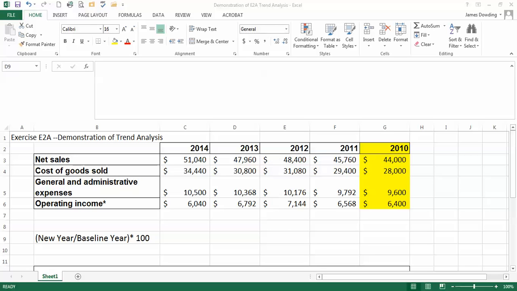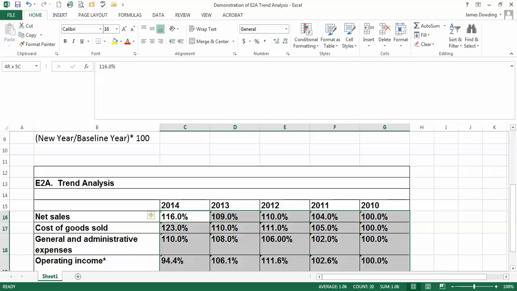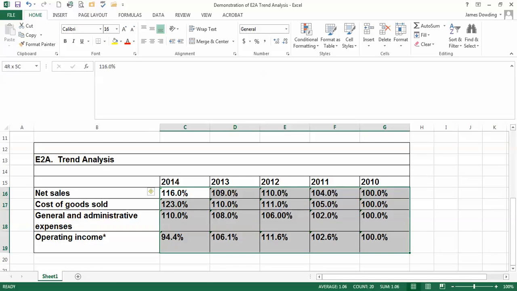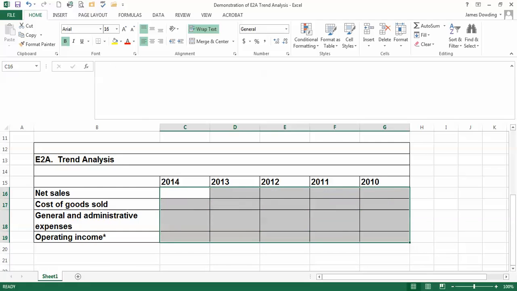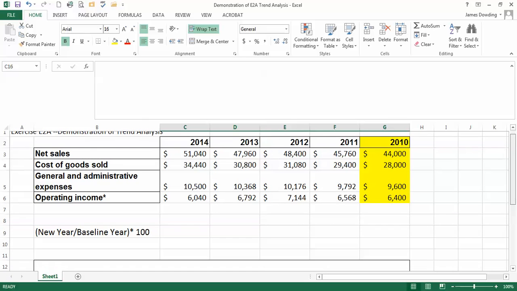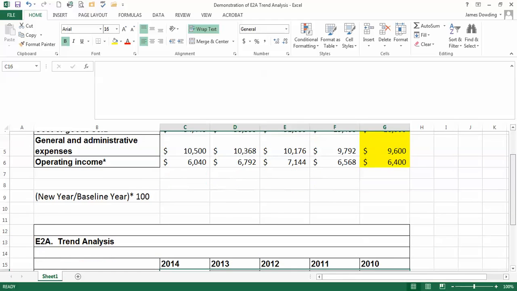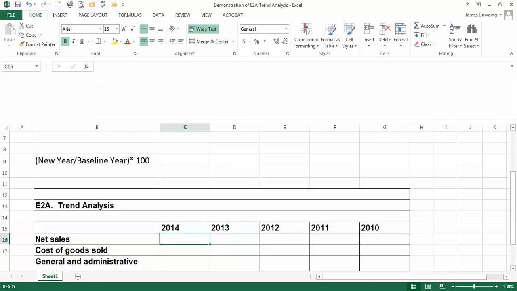What we're going to do is take our new year divided by our baseline year, times it by 100, to make it a percent. Let me go down here and wipe out all of the solutions so I can demonstrate how those are illustrated. First, we want to do 2014, our net sales. So let's go down here and plug in our formula.